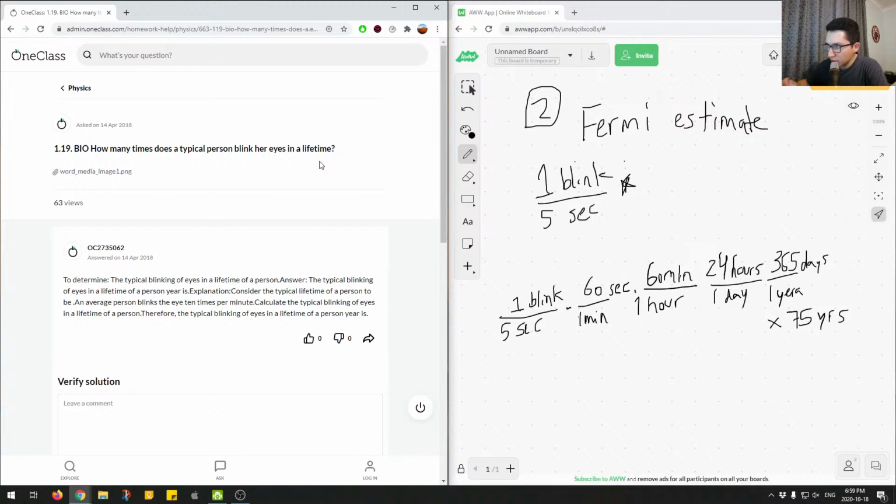You can see that the units cancel out. The seconds cancel with seconds, minutes with minutes, hours with hours, days with days, and years with years. And then we'll end up with just the unit, the number of blinks. So we'll do this calculation. We'll use our calculator over here.